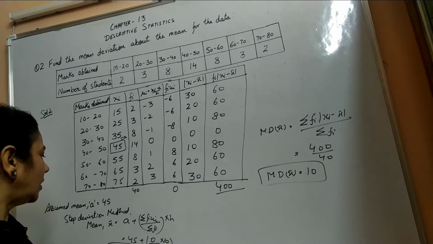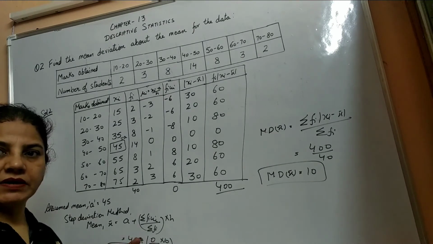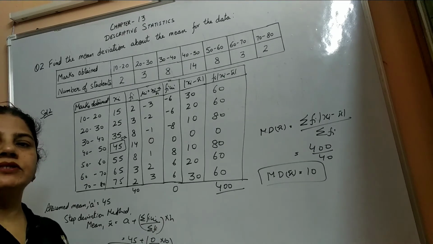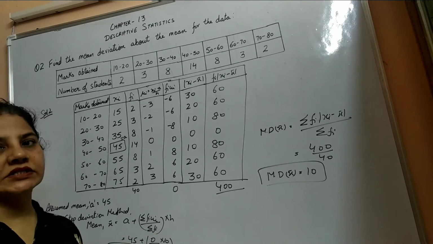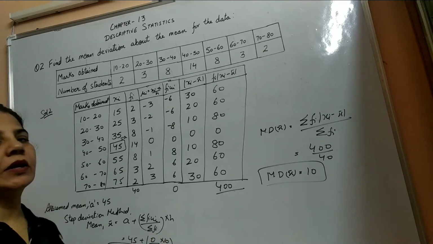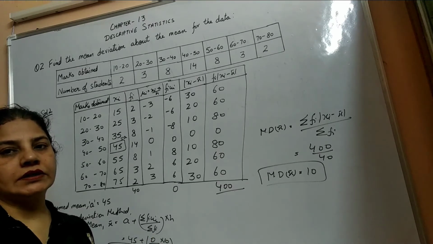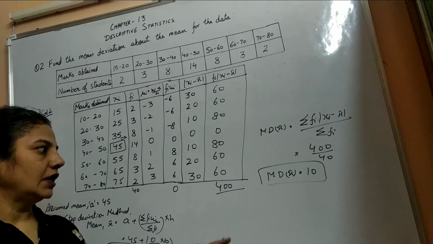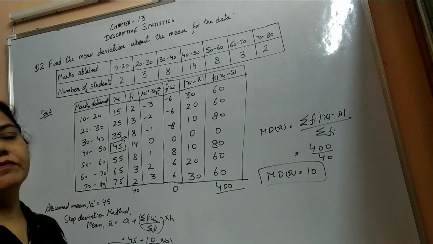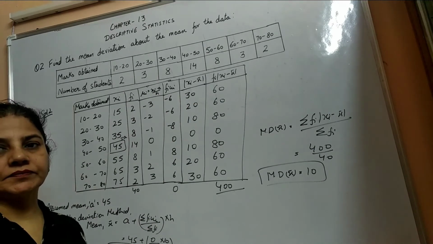To study how to calculate the mean by the step deviation method, I have already given you in the measures of central tendency part 2, descriptive statistics. My previous video is about how to calculate mean, median, mode, which you can watch, and in this, once you calculate the mean, you will calculate the mean deviation about mean.